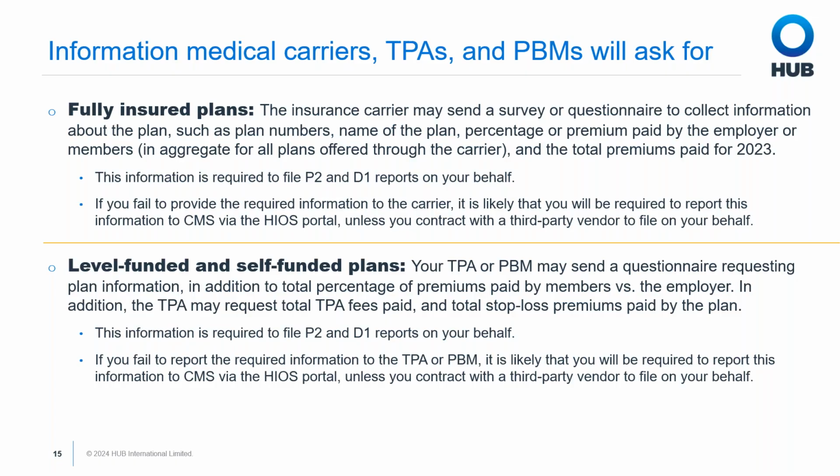They may ask, again, the same information as I noted earlier, D1 and P2, your plan name, plan number, plan year. And they will also ask for total premiums paid by members versus the employer. And that will be required to complete the reports P2 and D1. And if you have failed to complete the questionnaire from your TPA or PBM, there may be other records that you will have to obtain from your TPA or PBM, as most likely you will be required to report that information directly yourself with CMS, unless you contract with a third party for that service.